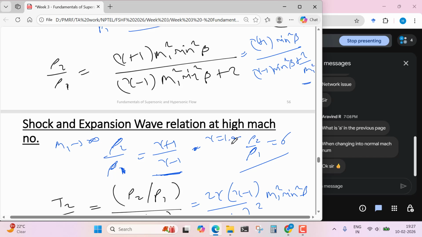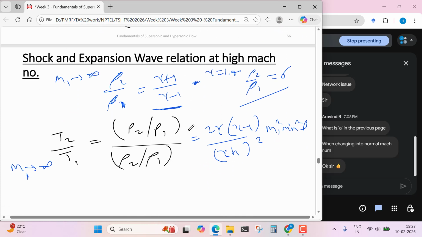Let's say gamma equals 1.4. If you put it here, you will get rho 2 by rho 1 equal to 6. So you can roughly say that for high Mach number, this ratio is 6. For temperature ratio, T2 by T1, you can simply get it from the ratio of pressure and density. So you will get 2 gamma upon (gamma plus 1) into (gamma minus 1) into (gamma plus 1) whole square, m1 square sin square beta. This will be the temperature ratio.